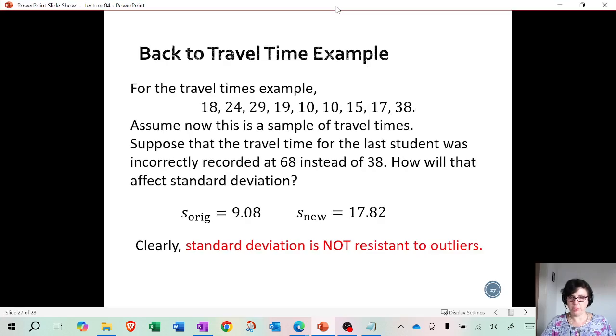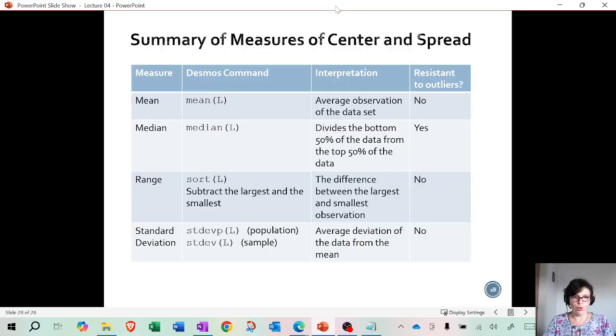Okay, so summarizing these two lessons 4 and 5, what you need to know is the mean and median, range, and standard deviation, and how do you compute them in Desmos? So this lists all the commands. How do we interpret them? Because that's usually going to be a multiple choice kind of question. For the mean, this is the average observation of the data. For the median, it divides the data in half. 50% is below the median and 50% is above the median. For the range, this is the difference between the largest and smallest observation. And finally, for standard deviation, that is the average deviation or spread of the data from the mean.